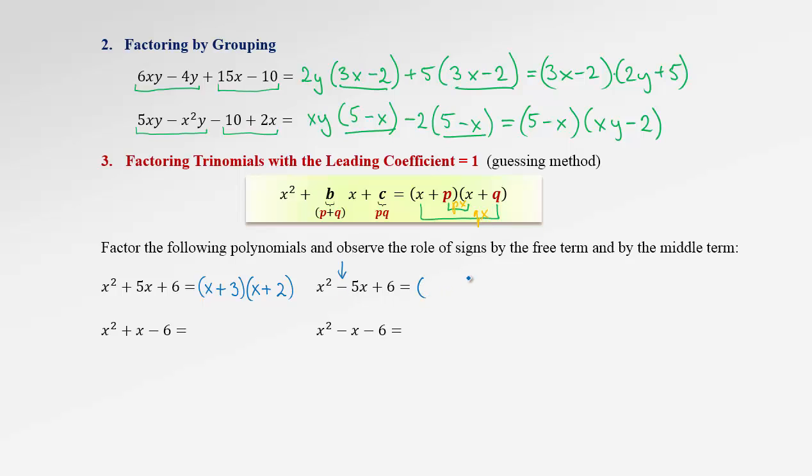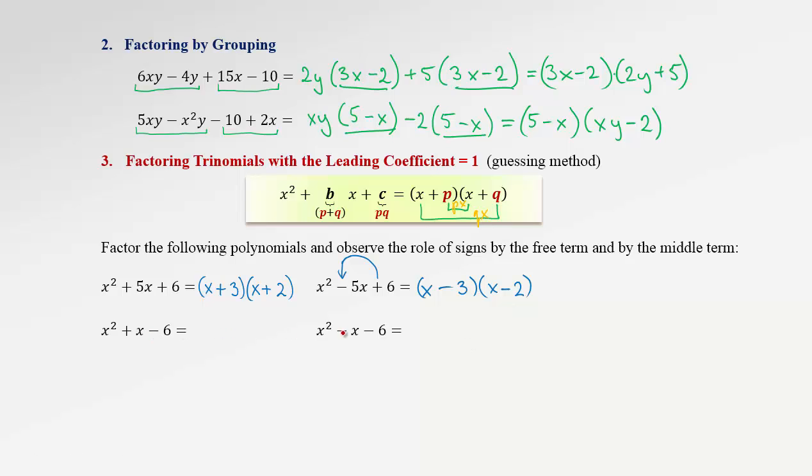So again, let's prepare two brackets, x and x. Product is positive, so the two signs of our future numbers are exactly the same. But what kind of signs? Well, negative signs. So two negatives. If the last term is positive, the sign of the middle term decides what signs we take in those brackets. And again, the product is 6 and the sum is 5. So 3 and 2 works as well.